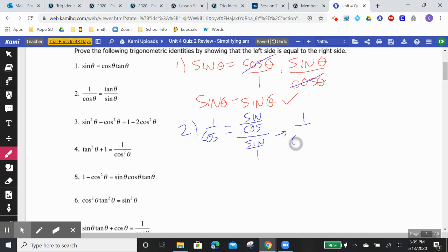Okay. So I'm just going to go to the left for space reasons. So we got 1 over cosine equals, well, we got a fraction inside of the fraction, a complex fraction. So we can do our keep, change, flip. So I'm going to keep sine over cosine as is, change division to multiplication, and flip the second fraction. You notice the sines cancel out. And what are we left with? We are left with 1 over cosine theta.